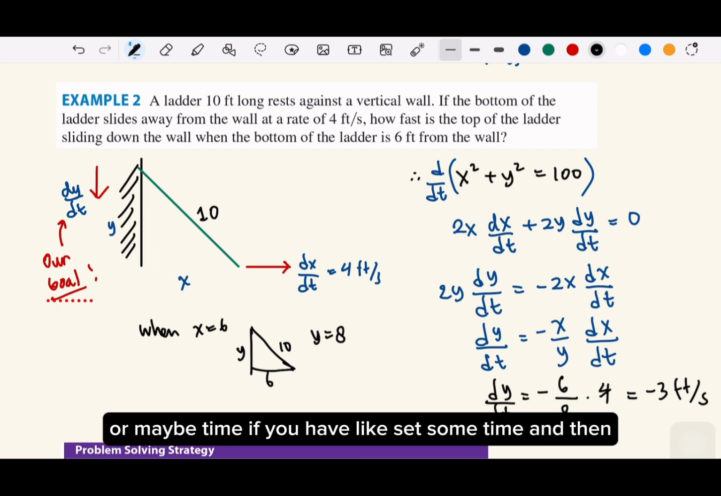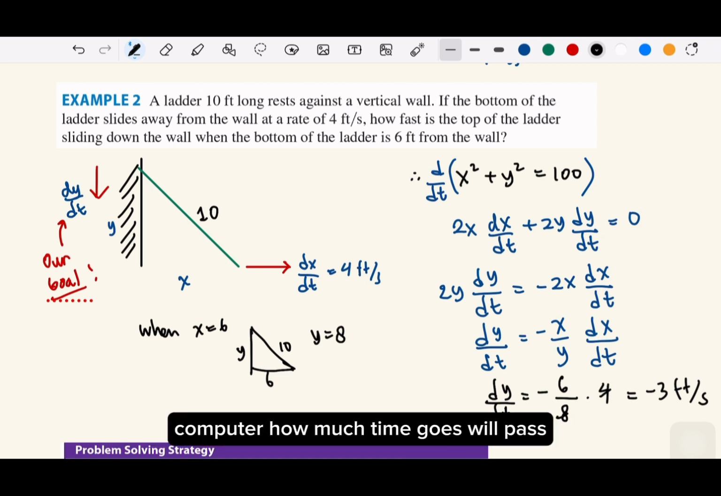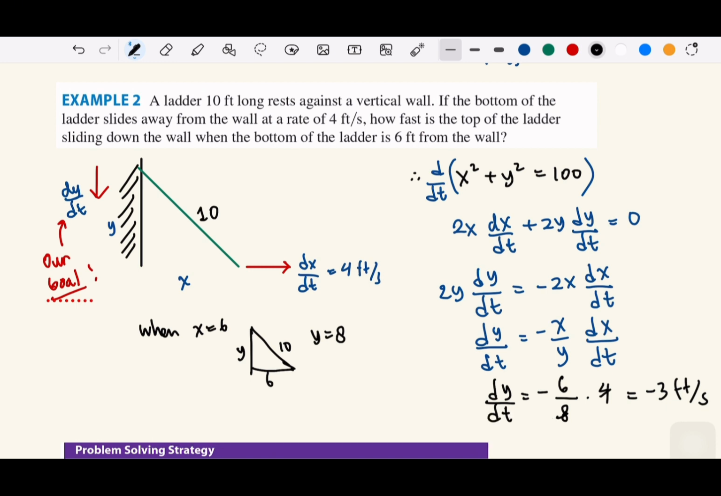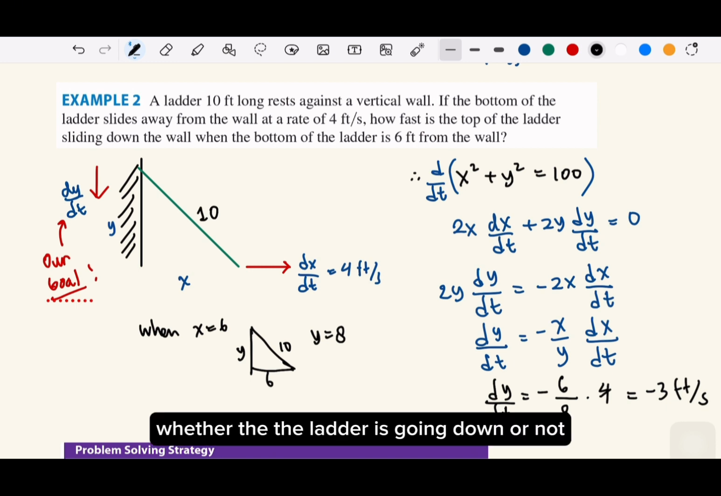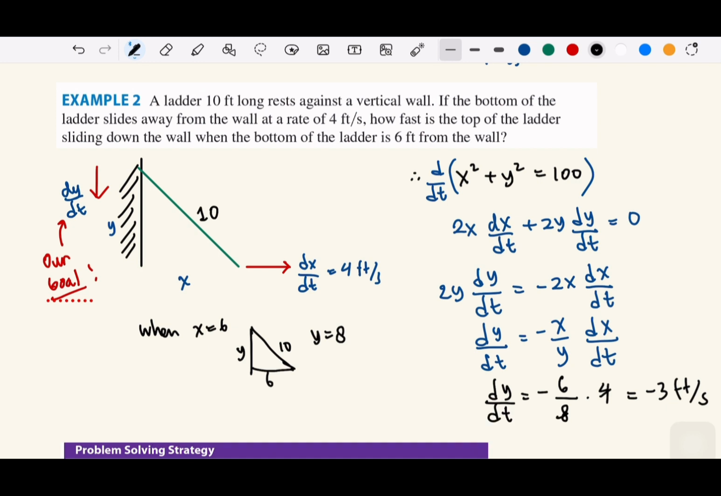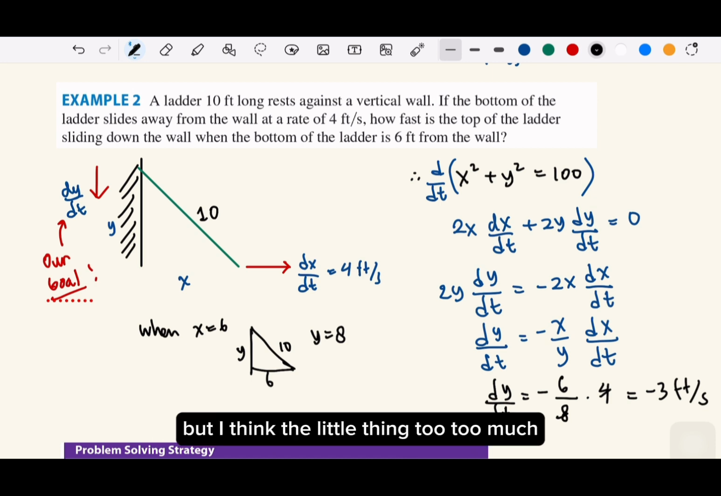Or maybe time. If you have set some time, then you could compute how much the time will pass, and whether the ladder is going down or not. Yeah, maybe there's a more logic question. But I think no need to think too much.